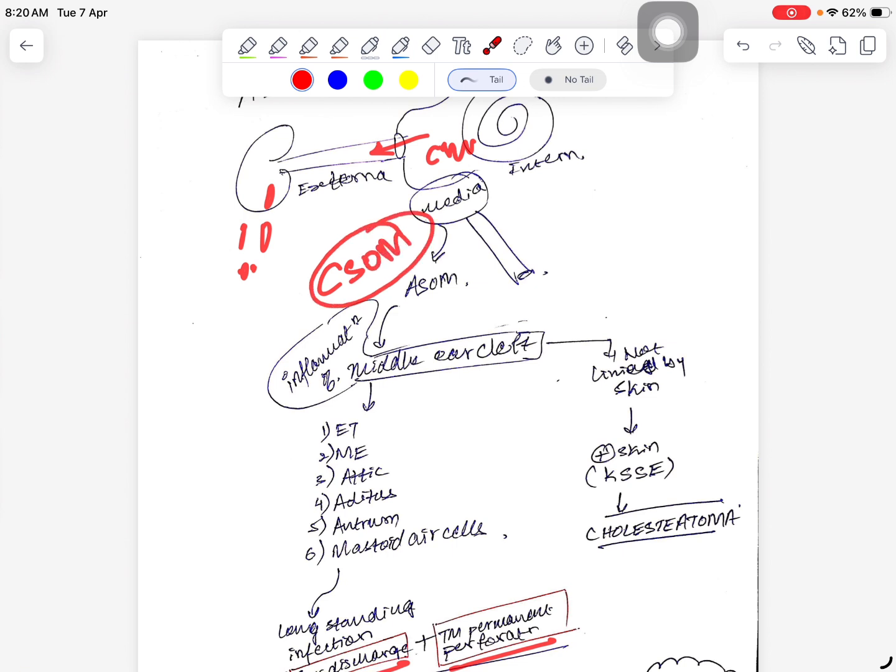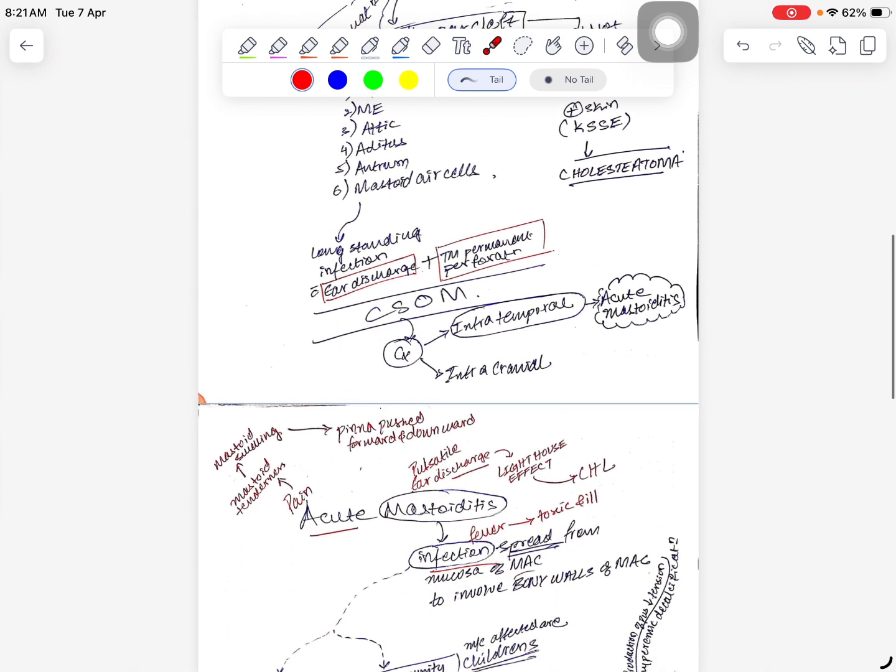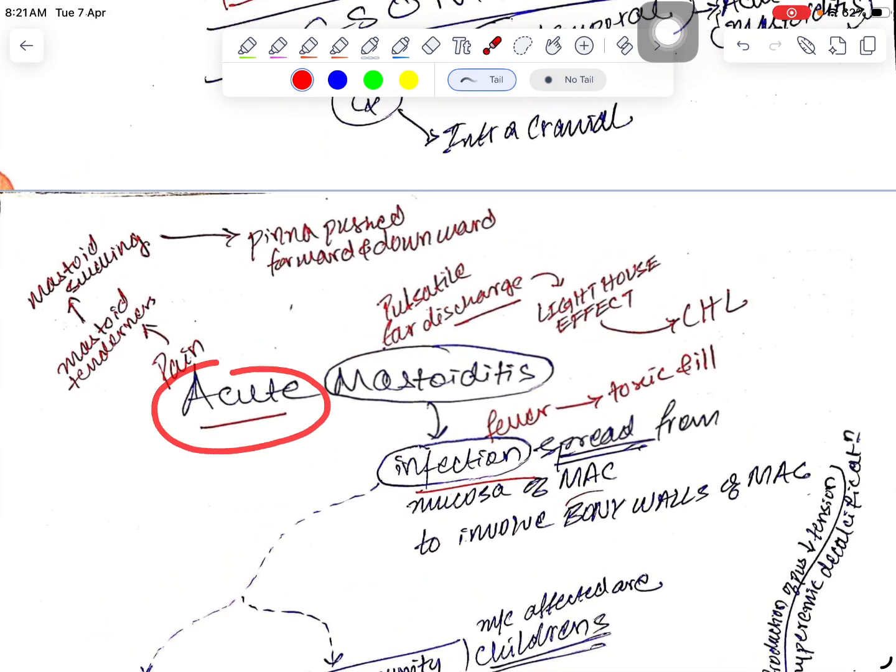Do you remember? Okay. So from this you can remember that ear discharge is a sign and tympanic membrane perforation is a sign. So two signs we got over with the previous slide. Now come here. Since it is acute, there will be pain. So it is also one clinical feature.